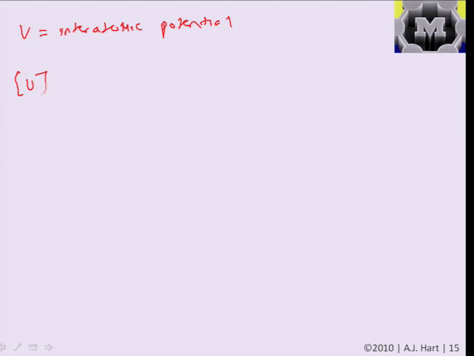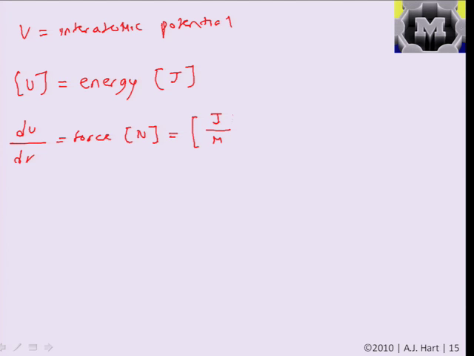The units of U are energy, which can typically be joules. Then if we take a first derivative of our function, dU/dR, assuming we just have our one-dimensional system, we'll get a force, say in newtons, because a newton is just a joule per meter. And then if we take another derivative, we'll get a stiffness, say in newtons per meter.